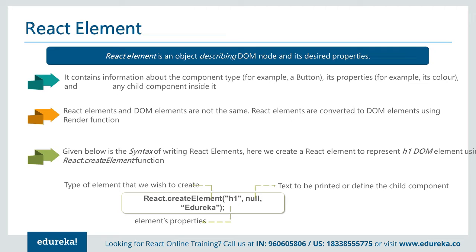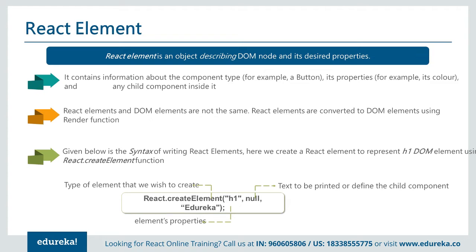Basically, when we talk about components, there are two main categories of component. One is called your functional component and one is called your class-based component. In the functional component, we don't have to have a render function, whereas in our class-based component, we'll have our render function. So given below is a syntax of writing a React element.